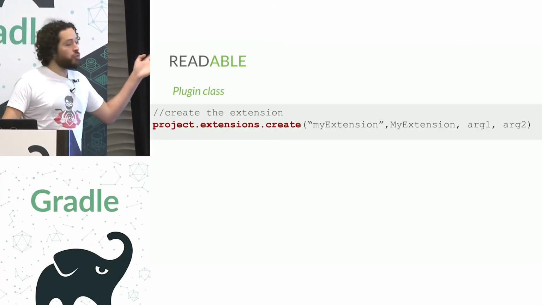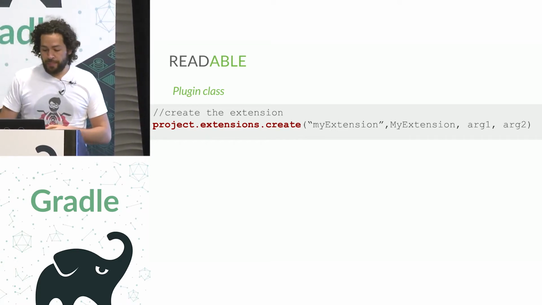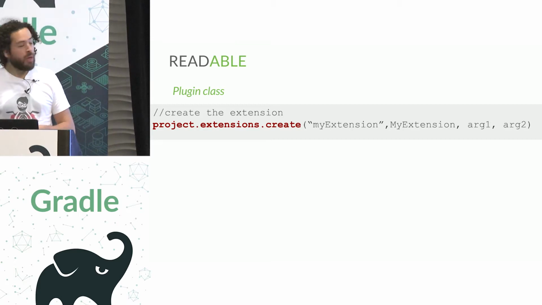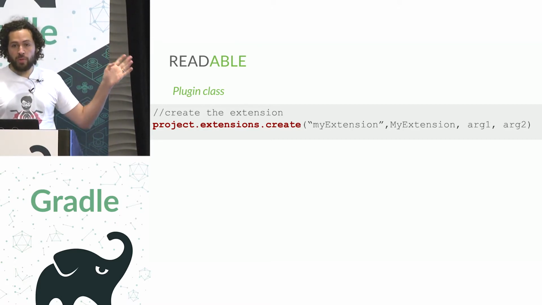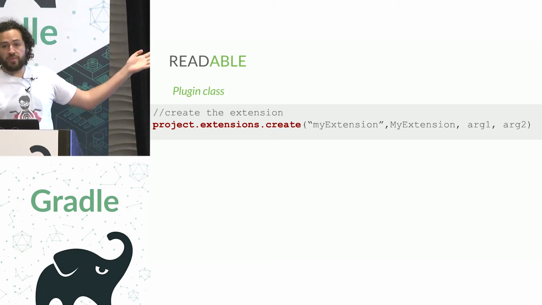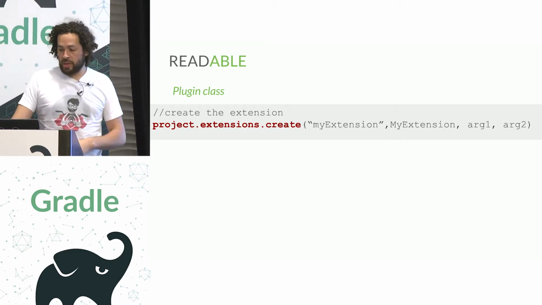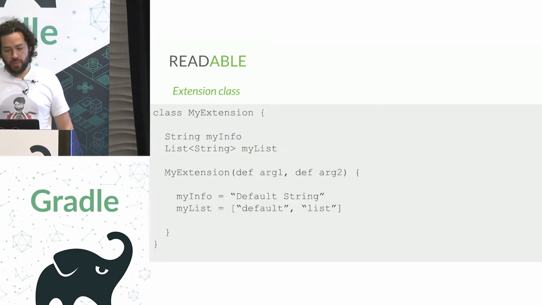Okay, make it readable. When you want to create an extension, the root of the DSL of your plugin, you will use this call. For all the people who have already built a plugin, I think you have already done that. So project.extensions.create, then you give the name of your extension and the class behind it, my extension, in this case with a few arguments.